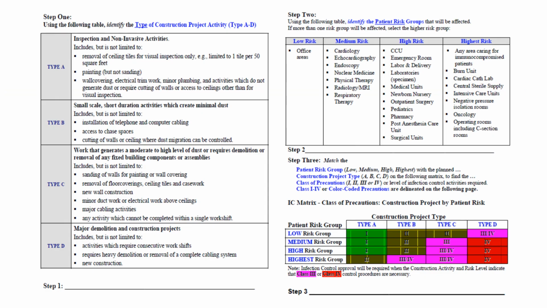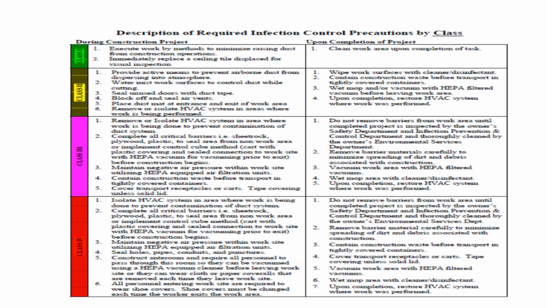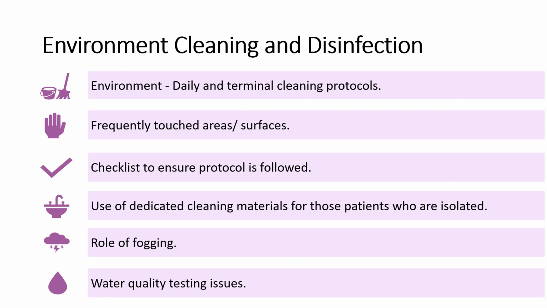This is the slide which shows the ICRA form, that is the infection control risk assessment form, wherein the type of activities are categorized as type A, B, C, D, and according to type, patient risk groups are categorized as low, medium, high, and highest risk group. And accordingly, the areas are categorized as low risk, medium risk, high risk, and highest risk. And the description of the required infection control precautions by these classes are mentioned in the infection control program for construction activities. So that needs to be added.